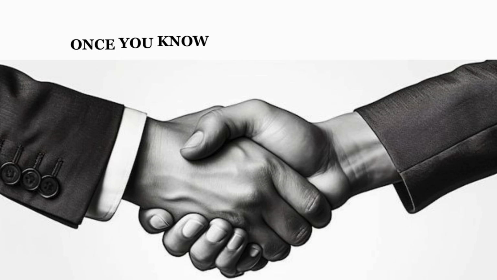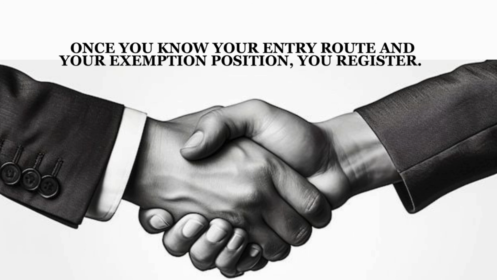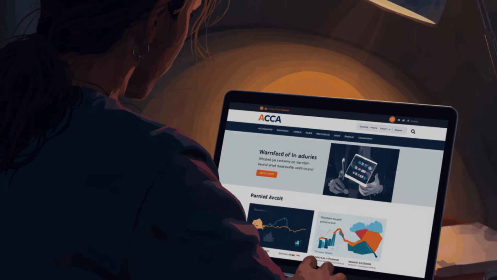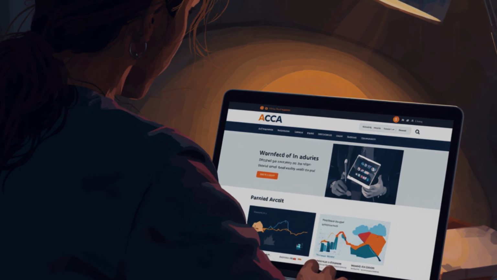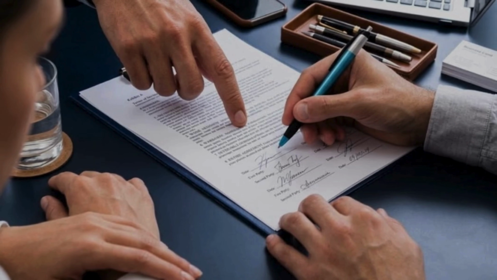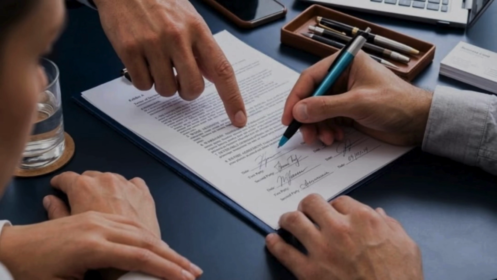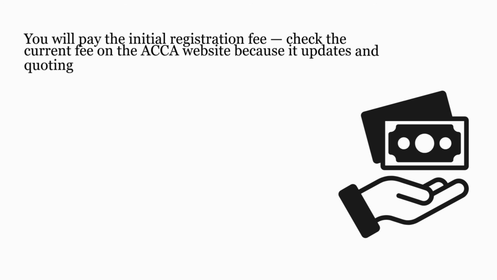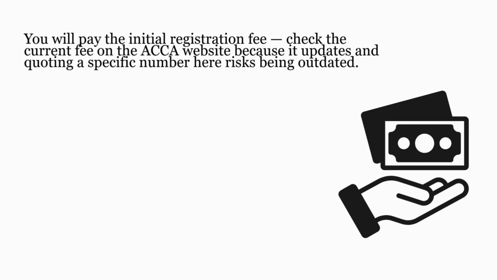Step 2. Register on ACCA. Once you know your entry route and your exemption position, you register. Go to myacca.co.uk, that is the official ACCA student portal. Click on Register and follow the process. You will enter your personal details, your educational background, your identity documents, and your prior qualifications if you are claiming exemptions. You will pay the initial registration fee. Check the current fee on the ACCA website because it updates, and quoting a specific number here risks being outdated. You will also pay the first year's annual subscription fee at registration.